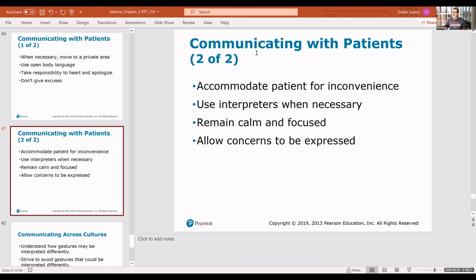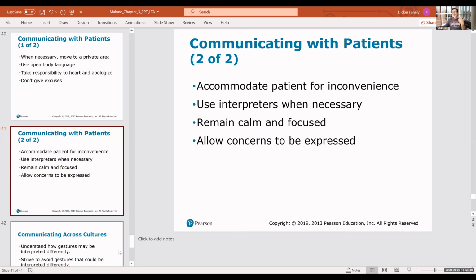Let's see, again, communicating with patients, accommodate the patients for convenience, use interpreters when necessary. Sometimes that's a professional interpreter, sometimes that's family members. Okay, so again, you've got to build a rapport with the family members as well. So remain calm and focused, especially in stressful situations. Try to remain calm and allow a patient's concerns to be expressed. Let them tell you what's going on.